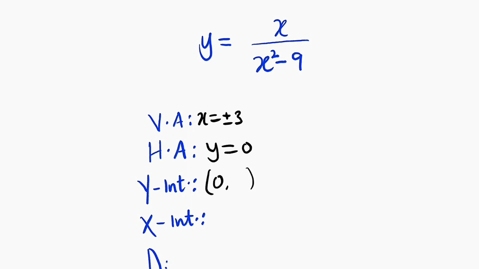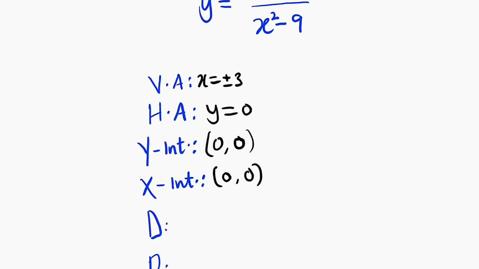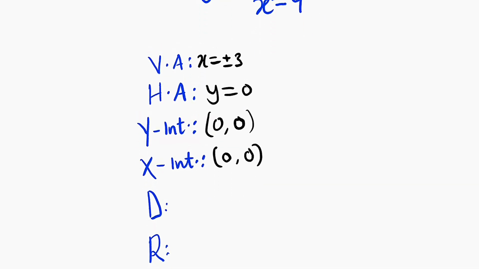When x is 0, what is going to be the value of y? If x is 0, you can see everywhere we have 0 divided by negative 9, which is still 0. y will definitely be equal to 0. And for x-intercept, what is going to be the value of x when y is 0? When y is 0, our numerator will be equal to 0, and hence x will also be equal to 0. For the domain and the range, let us construct the graph first. So we need these 3 pieces of information as a key.